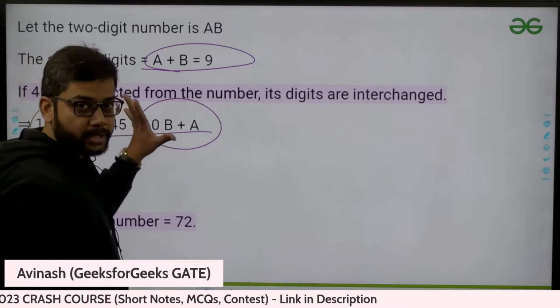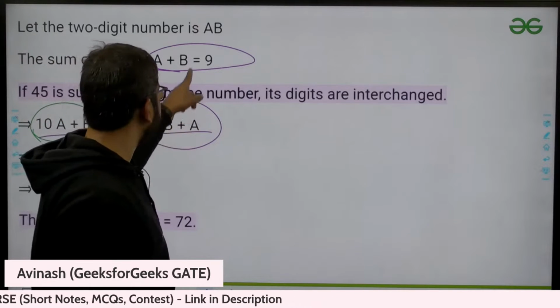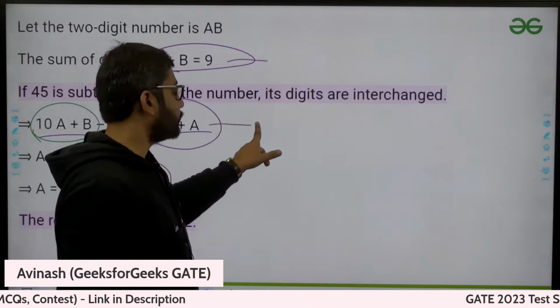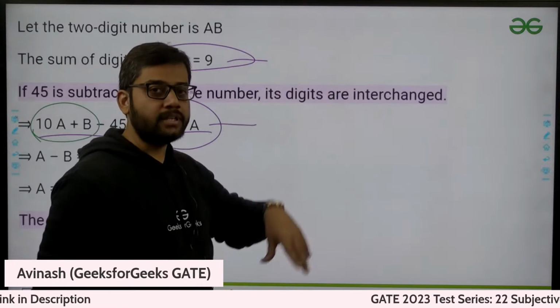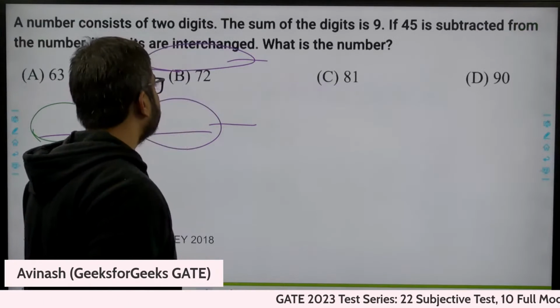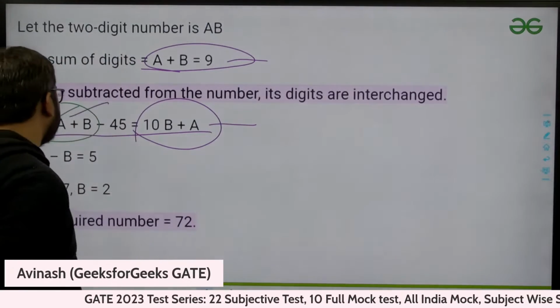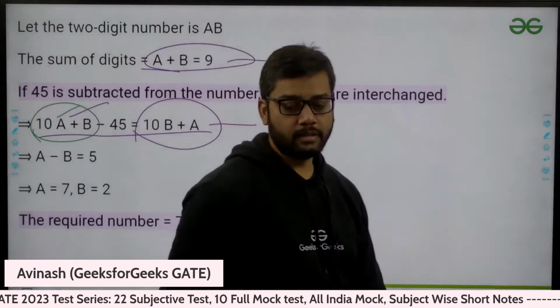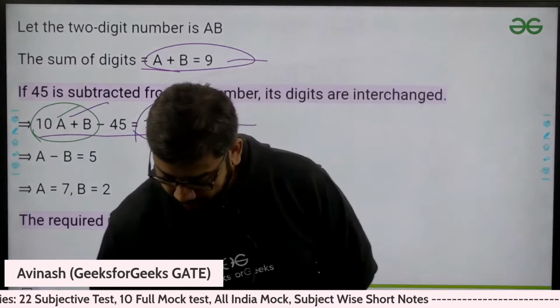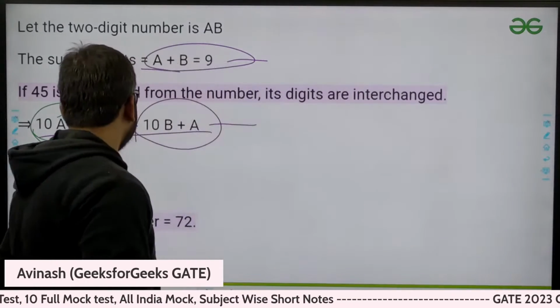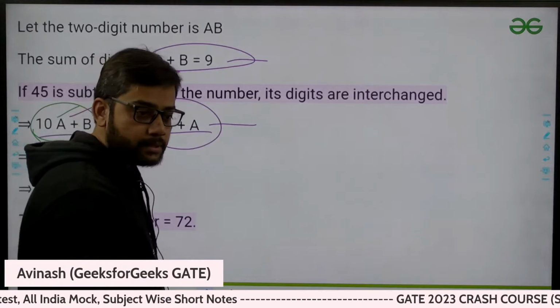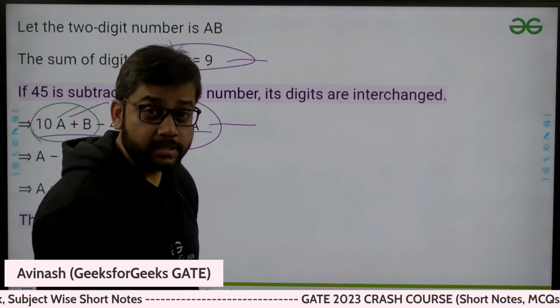A, B से यहाँ पर एक equation निकलेगा. Now we have two equations. One equation is this. From here, one more equation will be found. Find the value of A and B. Once you find the number, put the value in this. This is the required number. Easy था.